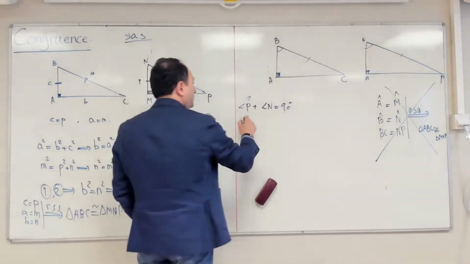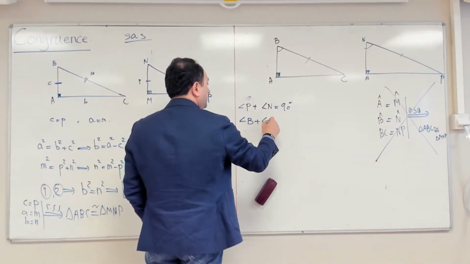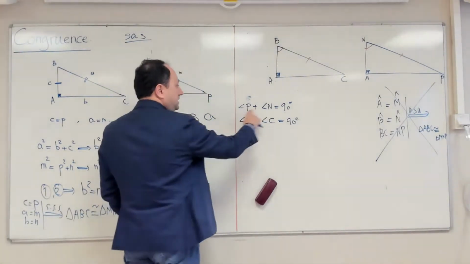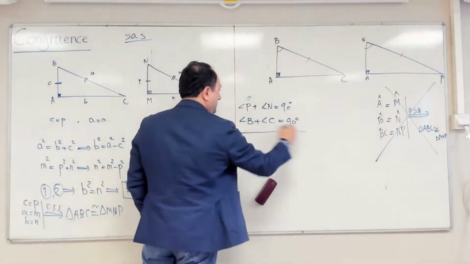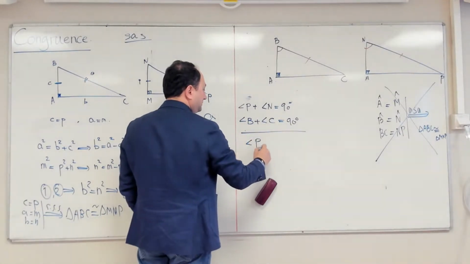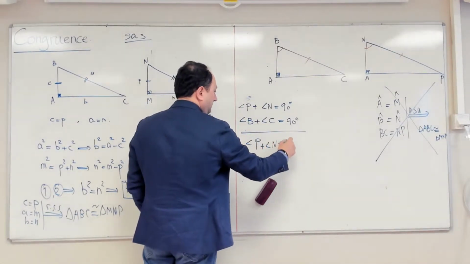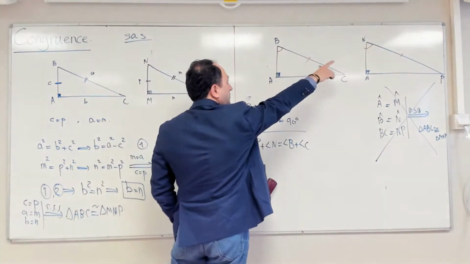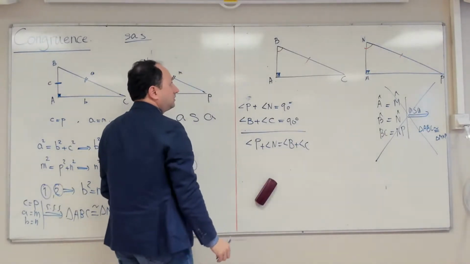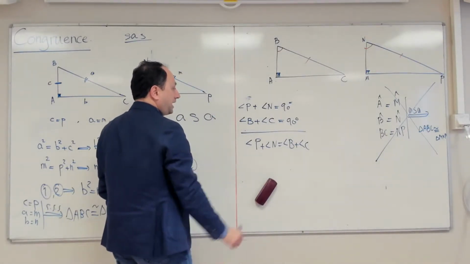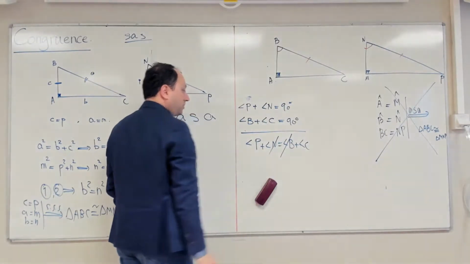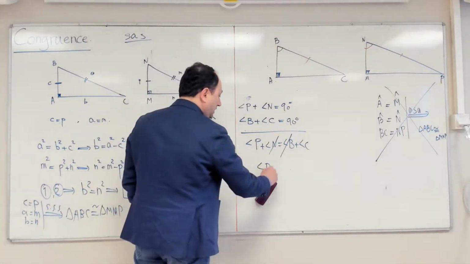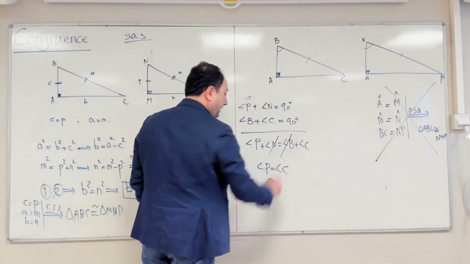And then you write that, for example, angle B plus angle C is equal to 90 as well. So if this sum is 90, this sum is 90, it means that these two sums are equal. But you told me that angle B is equal to angle N. So I can eliminate this from both sides, because they are equal. Now the conclusion is that angle P is equal to angle C.